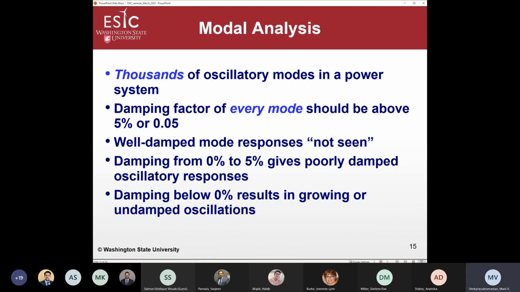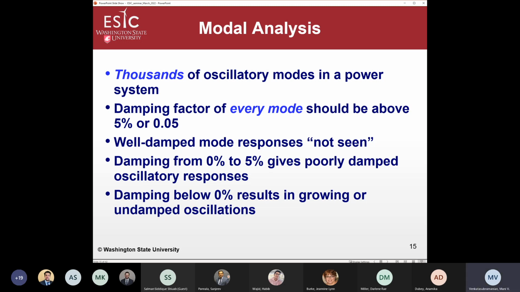And again, for a complex power grid like the Western power system, there will be thousands of eigenvalues and thousands of oscillatory modes. What we are saying is every one of those modes should be well damped, and that is one of the requirements of a well-designed power grid. The good news is most of those modes will not even be seen because the damping is so good.